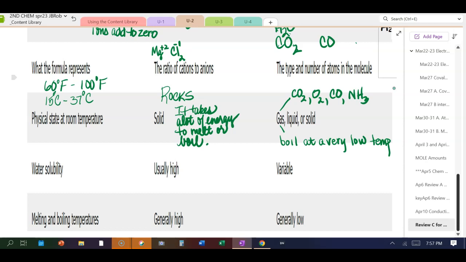Now, if they're liquids, that means they melt at a low temperature. And if they're solids, it just means that it takes more heat to move the particles apart.